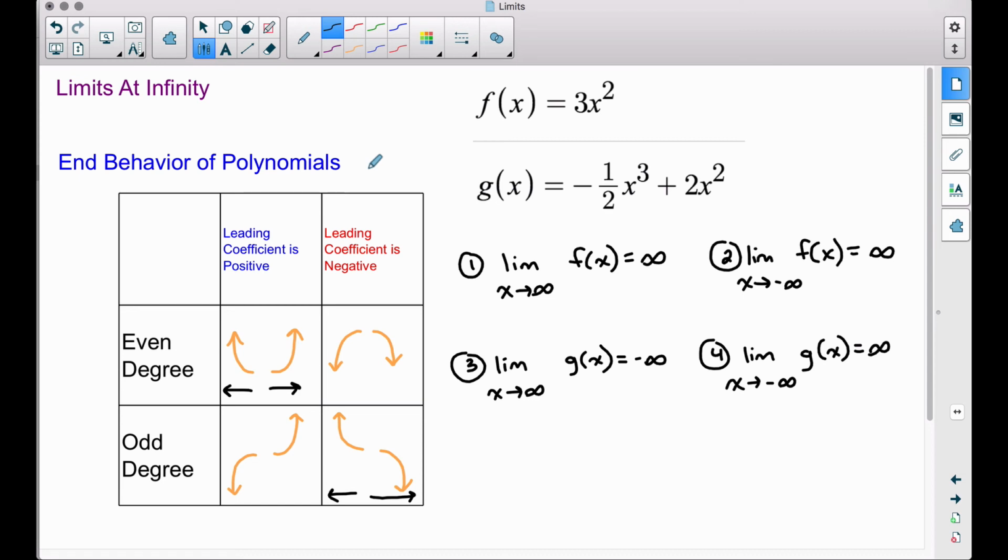2 examples plus several more that we did over in Desmos, just looking and seeing how that end behavior changes based on our degree and the sign of our leading coefficient.